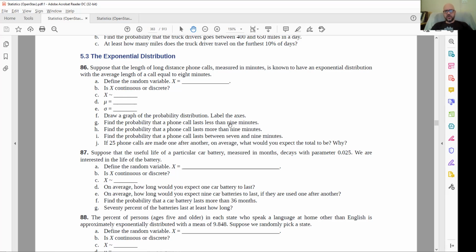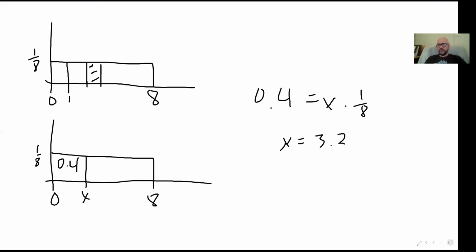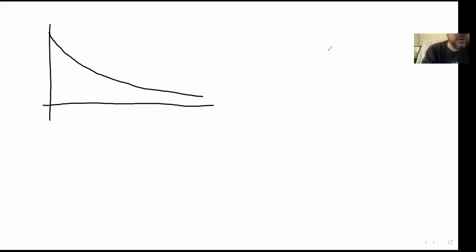If we sketch a graph of it, I'll sketch a graph and we'll find the probabilities here. Less than 9, greater than 9, and between 7 and 9. So if I sketch a graph, an exponential distribution looks something like this, where this is right here. This is the decay constant. It goes up to the decay constant.